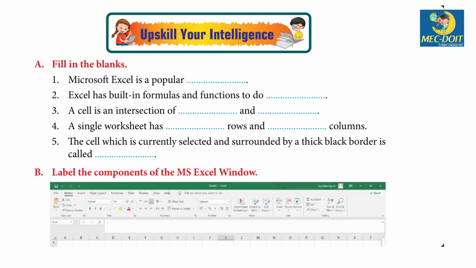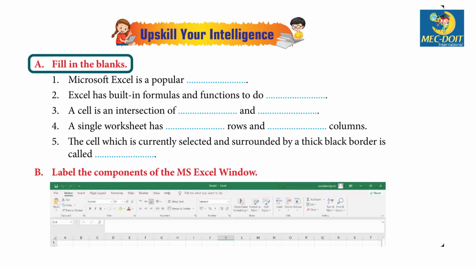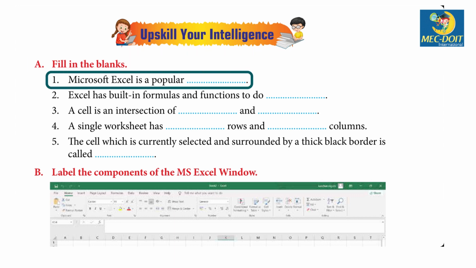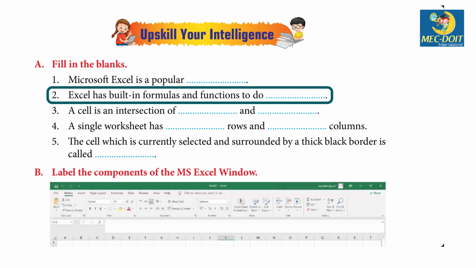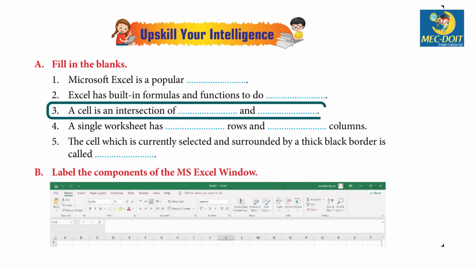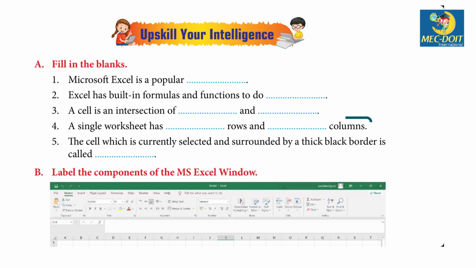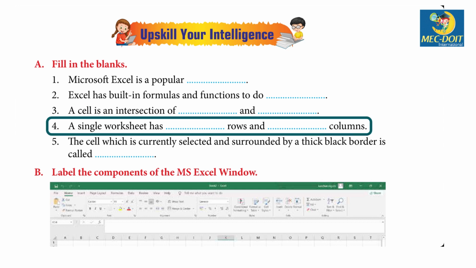Upskill your intelligence. A. Fill in the blanks. 1. Microsoft Excel is a popular dash. Answer: spreadsheet. 2. Excel has built-in formulas and functions to do dash. Answer: calculations. 3. A cell is an intersection of dash and dash. Answer: rows and columns. 4. A single worksheet has dash rows and columns.